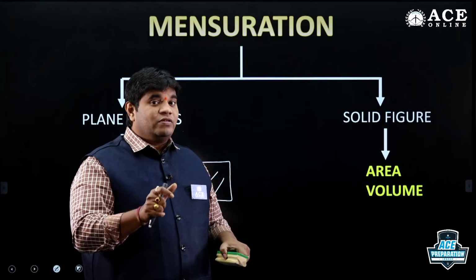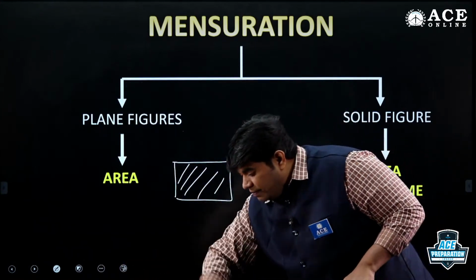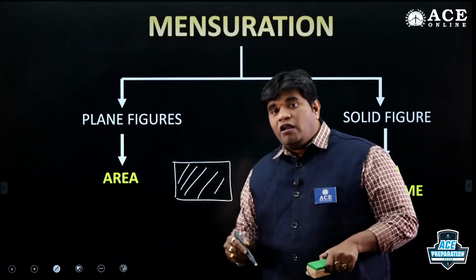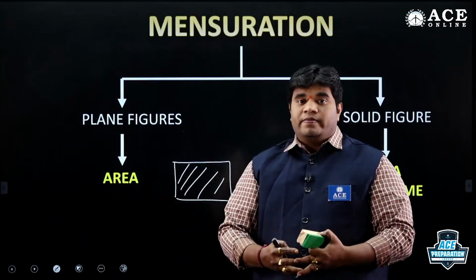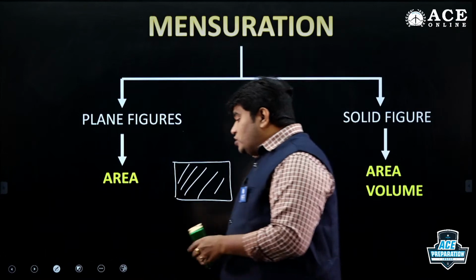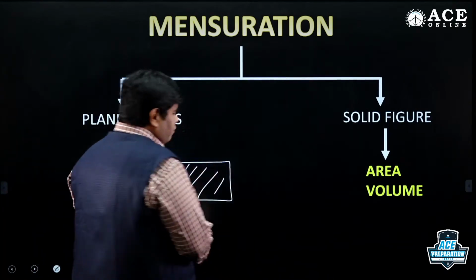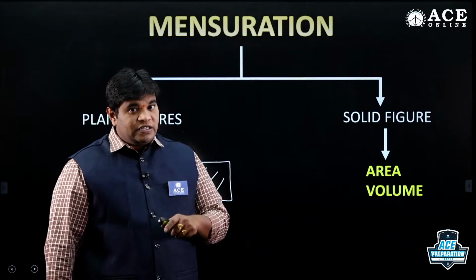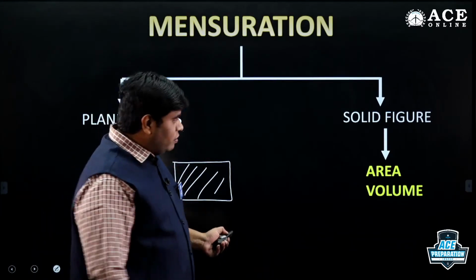Everybody knows, but once again, a small repetition. Area occupies the place. Volume means including area and how much height it occupies, the complete thing. This is volume. So for plane figures, like square, triangle, circle, yesterday we discussed in the video. So just have a small look.